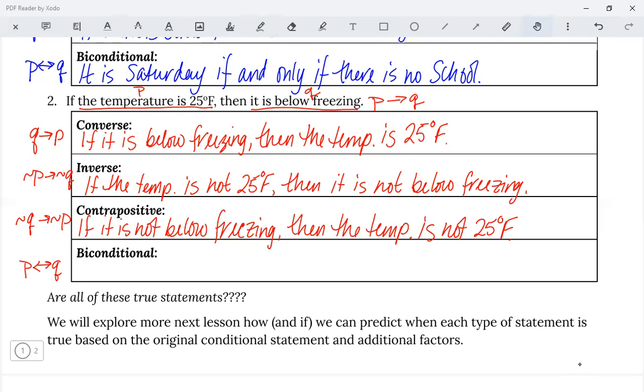Okay, biconditional, again, take either your converse or your original conditional statement and just throw the if and only if in the middle. I tend to use the original conditional, so the temp is 25 degrees Fahrenheit if and only if it is below freezing.